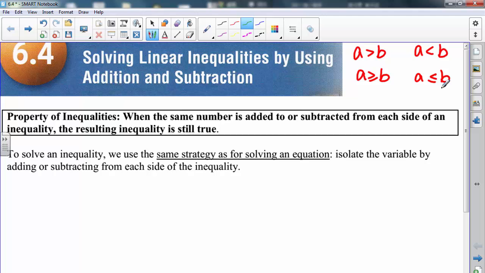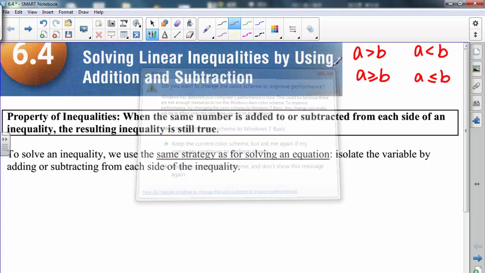We also learned how to graph an inequality on the number line in 6.3. Today, we will look at 6.4, solving linear inequalities by using addition and subtraction. If we want to know how to solve a linear inequality, I think we need to learn this very important property first. This is the first property of inequalities.